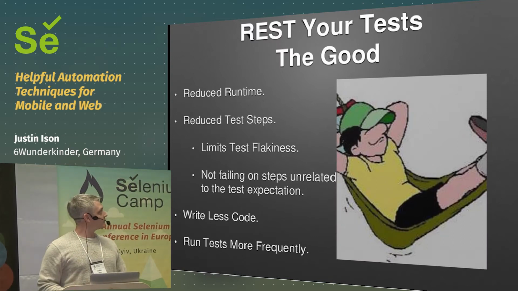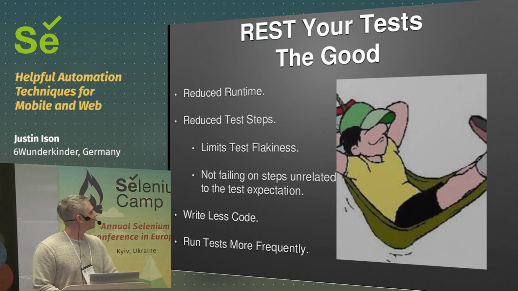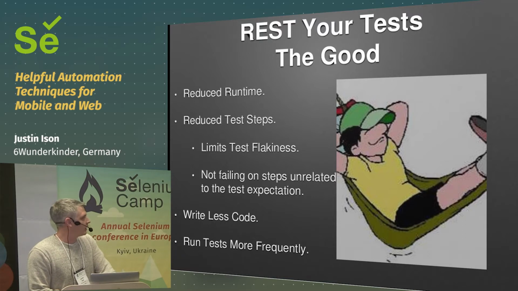So, REST in your test. What's good about it? It reduces your runtime. You reduce your steps, and by doing so, you limit test flakiness. Not failing on steps unrelated to the test expectation, which I know a lot of automation engineers find the worst thing ever. It's the most frustrating thing when a test fails on something that's unrelated to what you're trying to test. And in return, you end up writing less code. And by doing so, you could run your tests more frequently as they grow shorter and quicker. You could run them twice as fast.